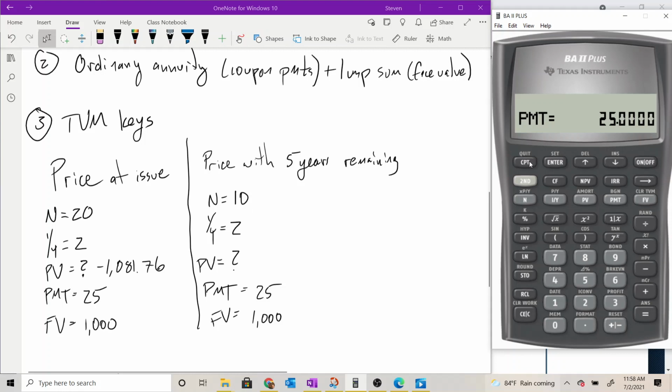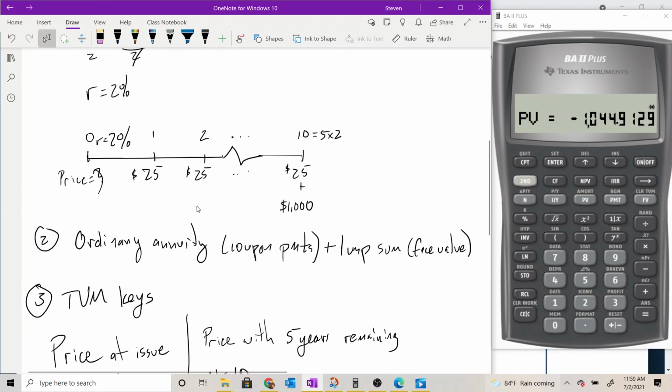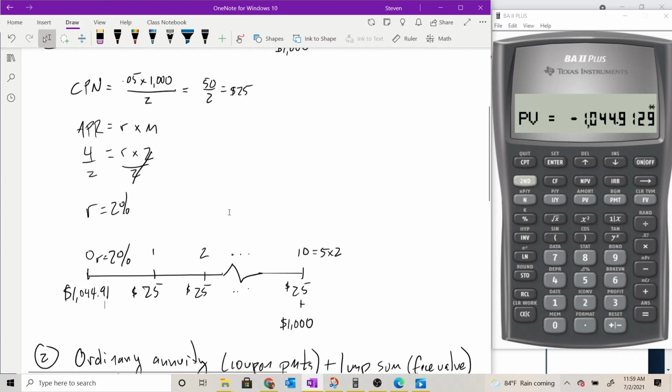Let's solve for present value again, so we'll hit compute present value. And the price of the bond, despite the cash flows and the yield being exactly the same, has actually fallen. It fell to $1,044.91, roughly. If we put that back up on our timeline, we see that the price of the bond fell. Now, nothing else changed other than the timing. So what is going on here?